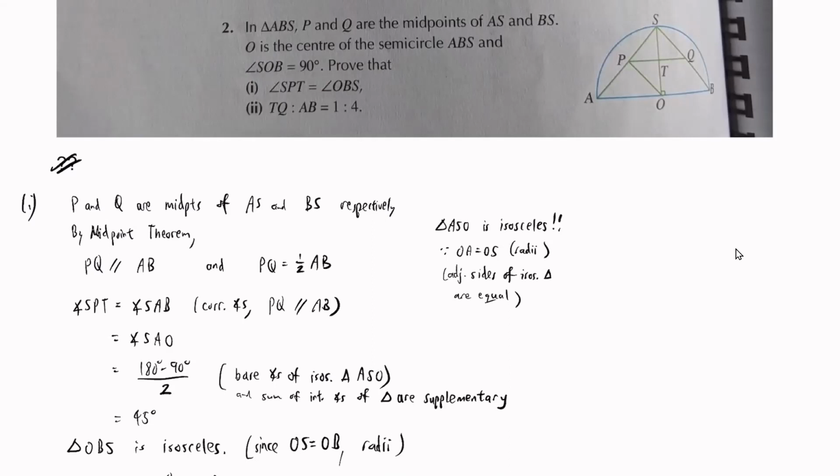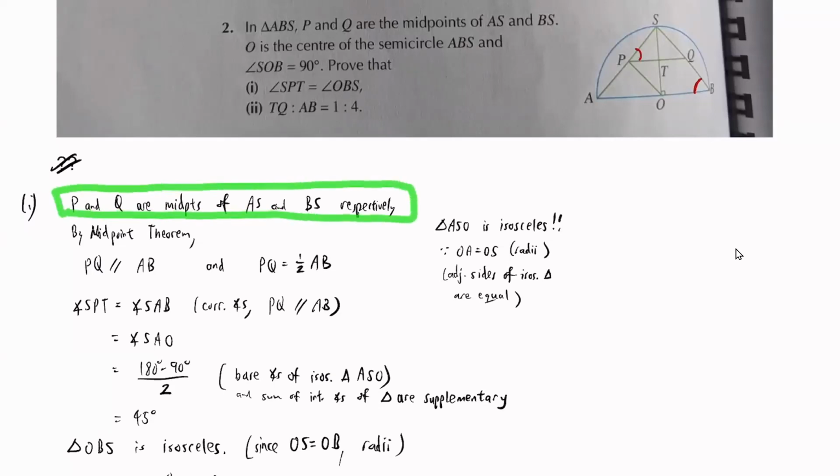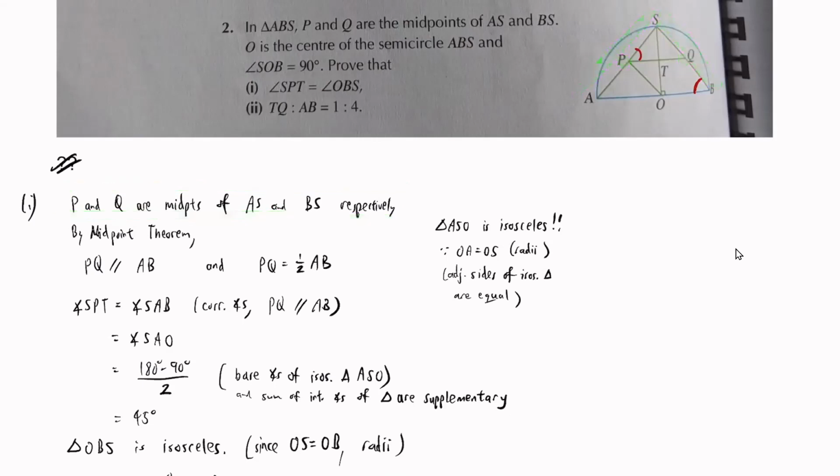Angle SPT equals angle OBS. Where is SPT? It's over here. Where is OBS? It's over there. How do we show that they are equal? First thing first, when you see midpoint, you quote the midpoint theorem. What does it say? Given that P is the midpoint of this length and Q is the midpoint of that other length, you can conclude two things. By the midpoint theorem, PQ is parallel to AB, and PQ is half of AB. Here and here.